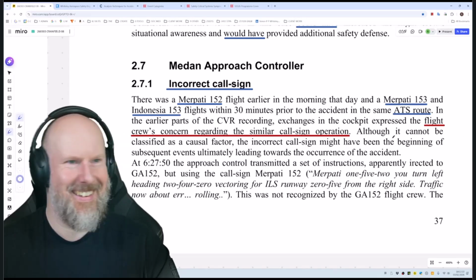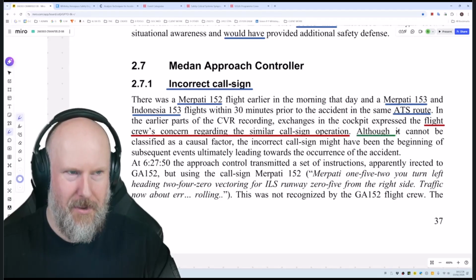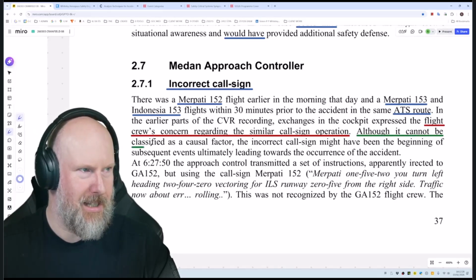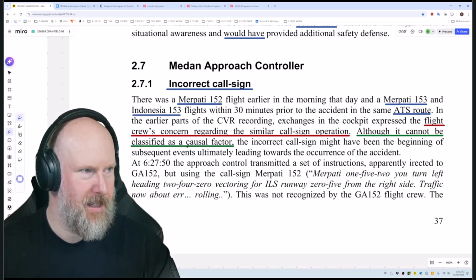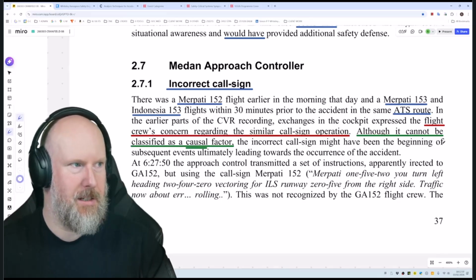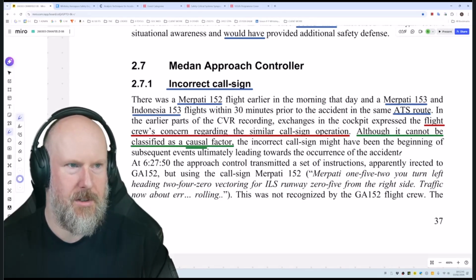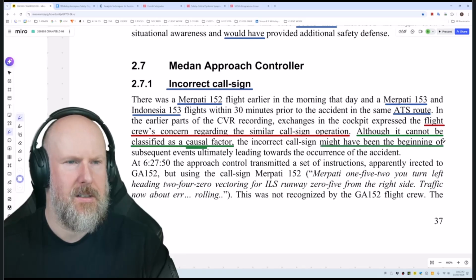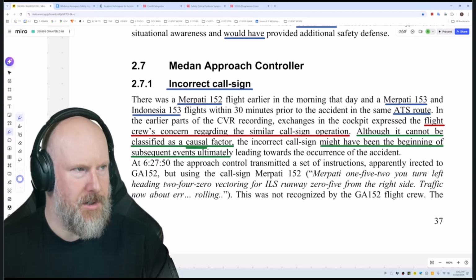Okay, let me just read through it. So, although it cannot be classified as a causal factor, the incorrect call sign might have been the beginning of subsequent events ultimately leading towards the occurrence of the accident. Okay. So I'm just going to talk about that now then.